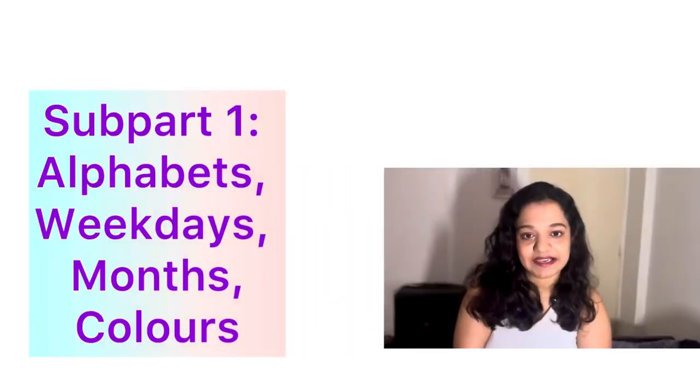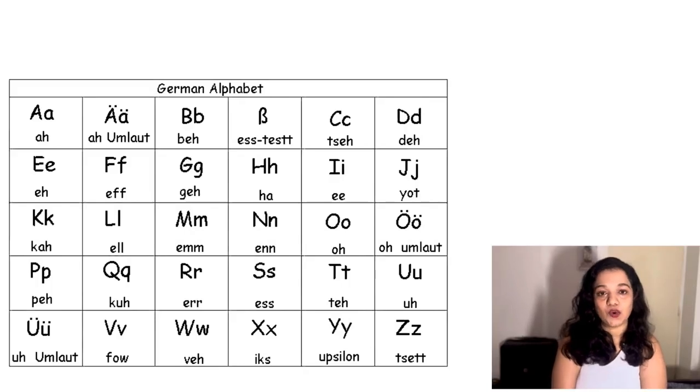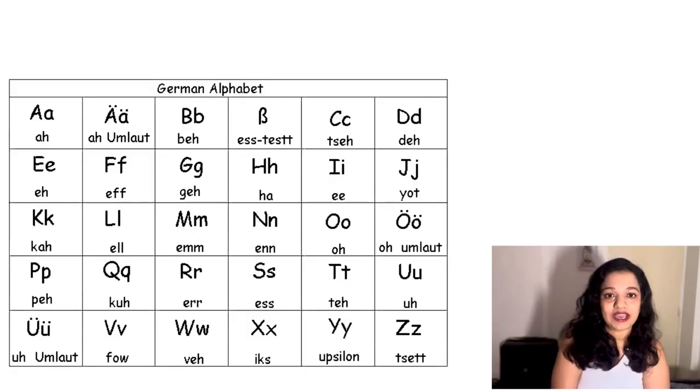The first part is about alphabets, weekdays, months and colors. So let's start. There are 30 alphabets in the German language, normal English 26, plus 4 extra. So let's learn. A, B, C, D, E, F, G, H, I, J, K, L, M, N, O, P, Q, R, S, T, U, V, W, X, Y, Z.